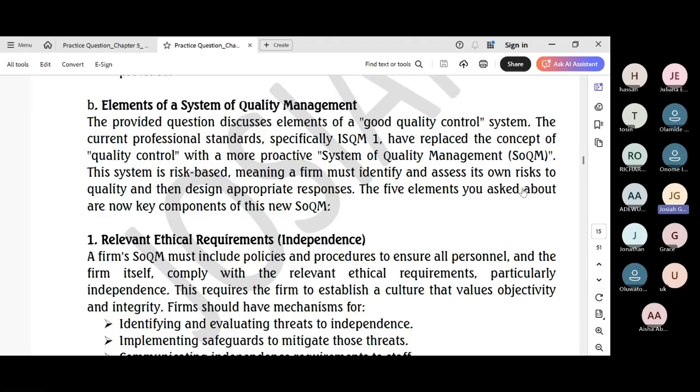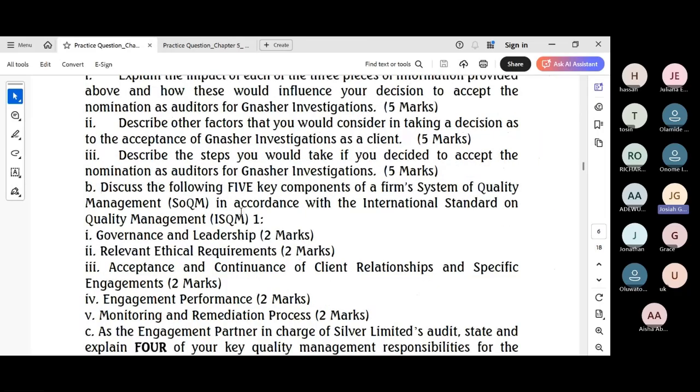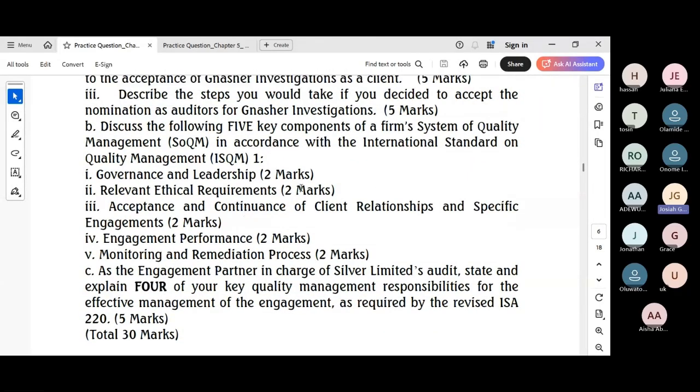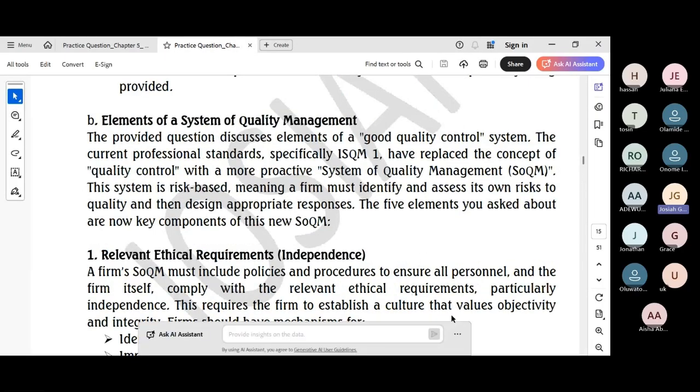Okay. Well, I believe we'll go back to it and look at it. But the B and the C part, I'm okay with the B and the C part. The B and the C part, speaking to ISQMs, said we should discuss, so in discussing these elements of the system of quality management, the 5 key components, I think it's a direct recall question.